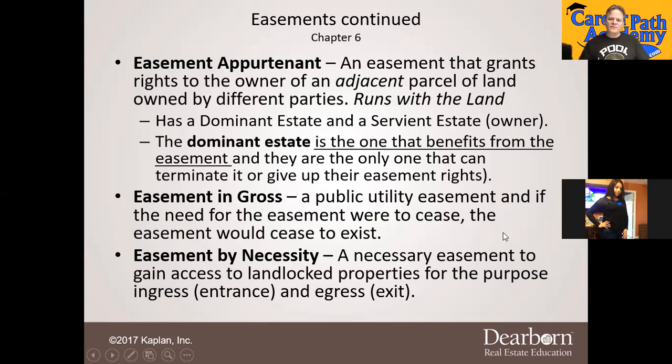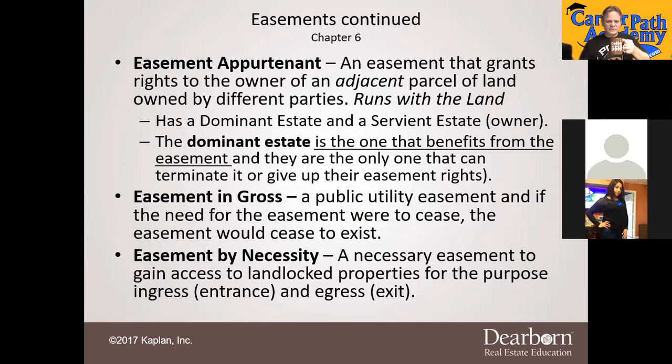And this type of easement, this sentence would only apply to it. If the need for the easement were to cease, the easement would cease to exist. That would only apply to a utility easement, to the easement in gross, okay? So what type of easement would cease if the need for it were no longer there? The easement in gross. Only the easement in gross. So you need to know, easement in gross is a utility easement, and if the need for it were to cease, the easement would cease to exist.